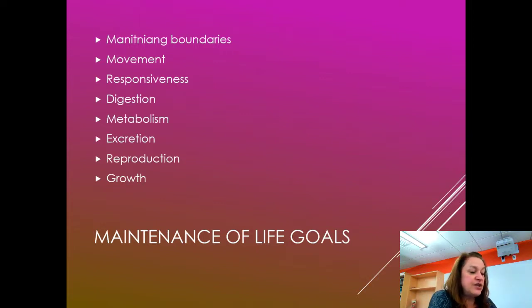The next one is digestion. So digestion is pretty self-explanatory. We need to be able to break down our food. We can't just take a turkey sandwich and rub it on our cells and have that absorb. That's not how it works. We need to take it in, we need to break it down, we need to have carbohydrates and fats and proteins and vitamins and minerals all digested into absorbable bits.